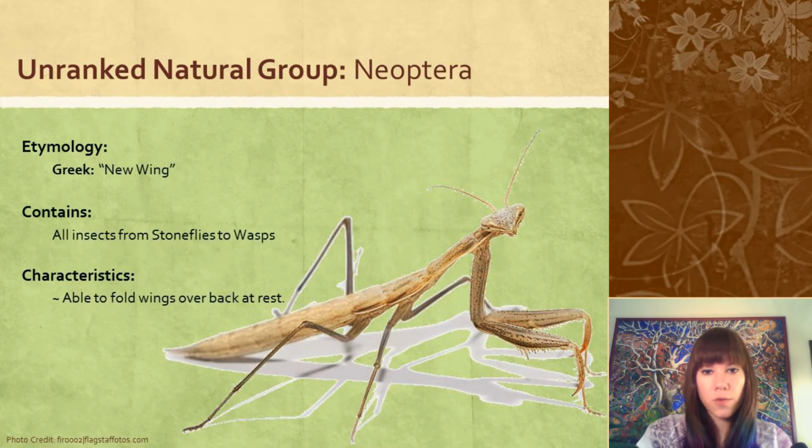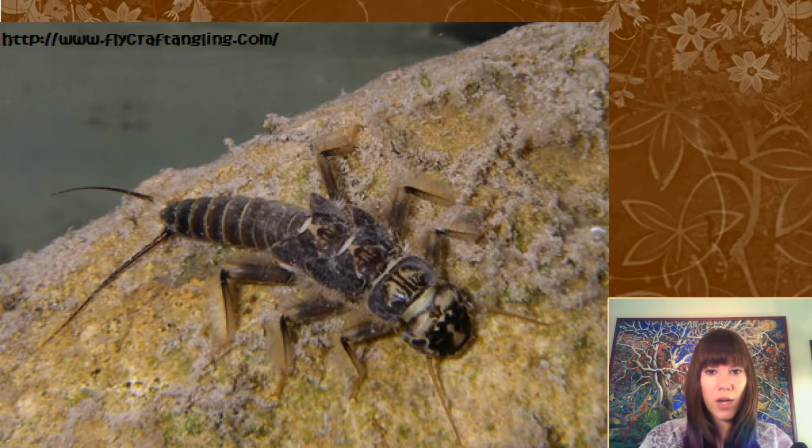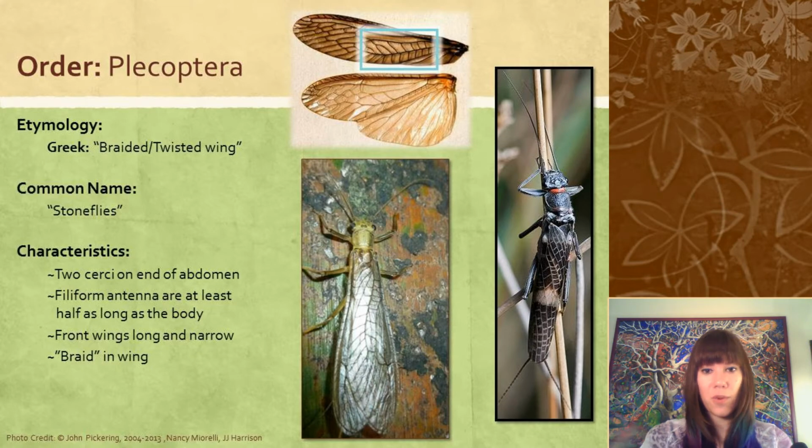We're now in the unranked natural group Neoptera, which just means new wing in Greek, and this contains all the insects that can fold their wings over their back, so that is now all the insects that we're going to talk about. The first order in Neoptera is Plecoptera, and in Greek, Plecoptera just means braided or twisted wing, and that's because that's how they fold their wings over their back. Their common name is the stoneflies. They have an aquatic nymphal stage, which can be used as a macroinvertebrate to determine stream health. So if you have them there, then you have a good quality habitat.